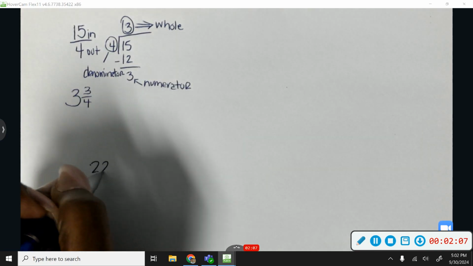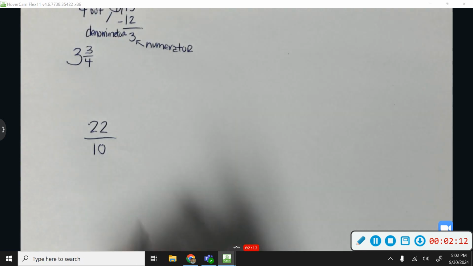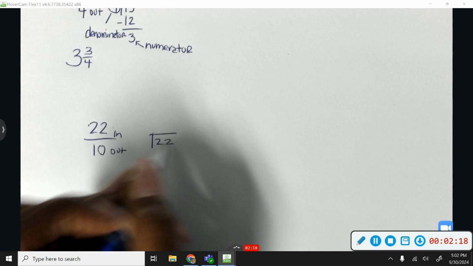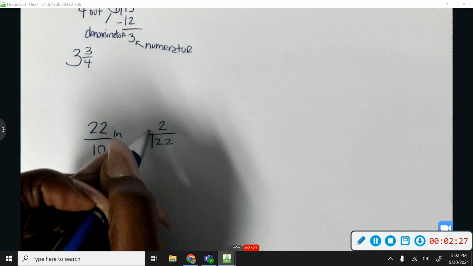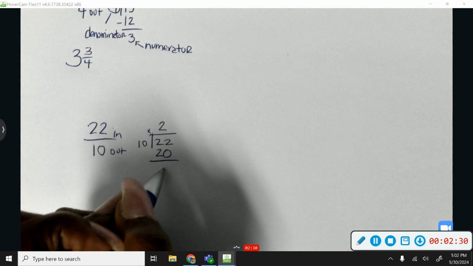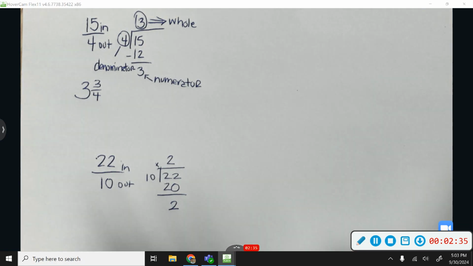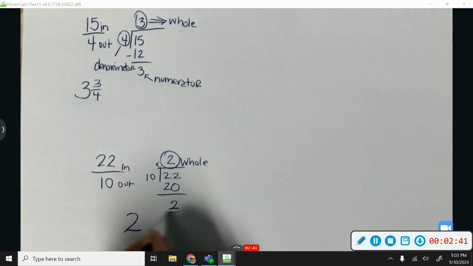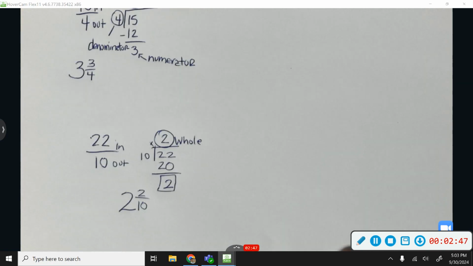Let's try 22 over 10. Again, this is another improper fraction. We cannot have that. Top goes in, bottom goes out. And so here, all we're saying is how many times can 10 go into 22? Which is 2 times. 2 times 10 gives me 20, and I have 2 left over. So using that same information from the top, we know that this would be my whole number, 2. This would be my numerator, 2 over 10, because my denominator does not change.